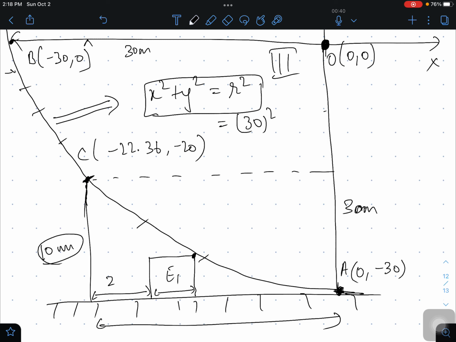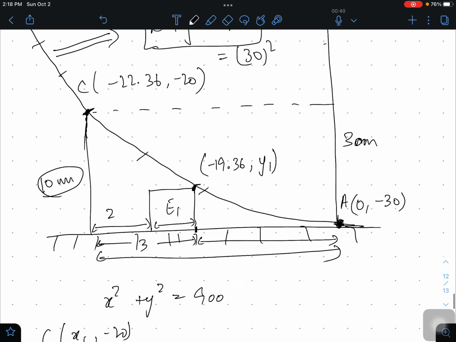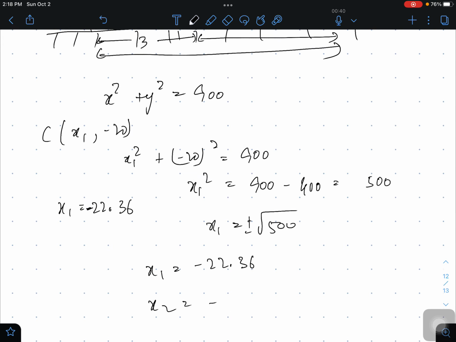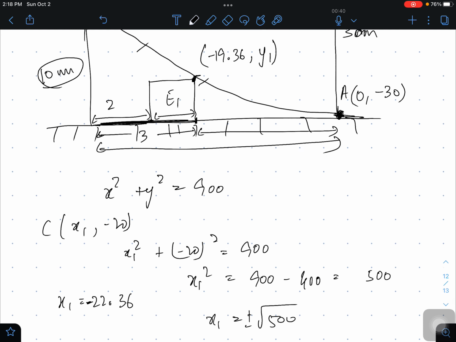So this edge point, let us suppose, is how many meters away? 3 meters away. So 3 meters away from this means it has a coordinate of, the x coordinate we now know, it will be minus 19.36 comma y1, because we don't know the y coordinate. How can we know the x coordinate? Because we know x1, which is minus 22.36. So x2 will be minus 22.36 plus 3, which is this length, which I have colored in bold. So we got this value.